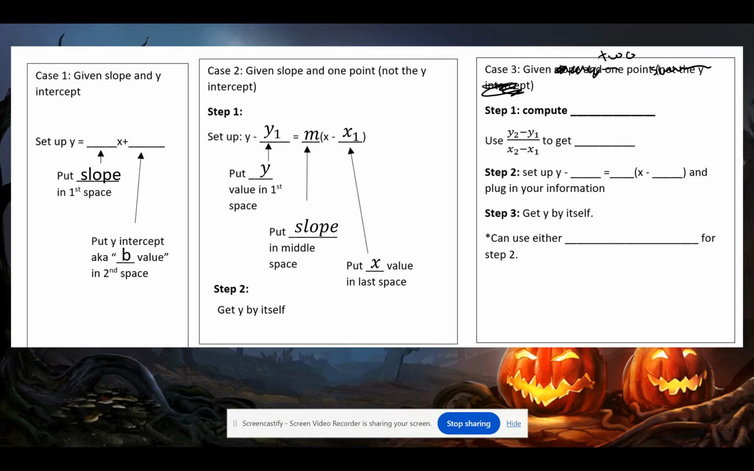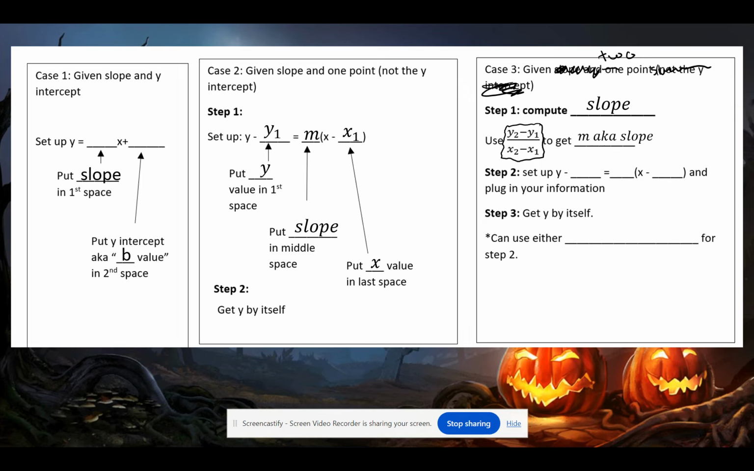Now case 3, do me a favor, I have a little typo here. Case 3 is when you're given 2 points. So if it says the same thing as case 2, go ahead and change that for me. Case 3 is when you're given 2 points. I'm not telling you a slope, and I'm not telling you the y-intercept, and that's just the worst. That means you have to do everything. So step 1 is you have to compute your slope. Now this formula shouldn't be new to you. You should definitely recognize that. We're going to once again use that formula. That's called the slope formula. So you're going to use that to get your m value, which remember stands for slope.